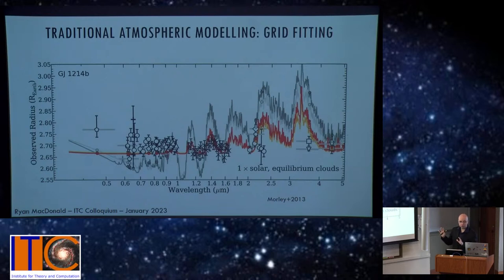And before retrievals entered the scene, essentially it was a lot of chi-squared by eye analyses, if you will. You would generate a few very computationally intensive models. And what is shown here are two classes of models. The gray models are clear atmospheres, which you can just see by eye are not a good fit to the observations here, while the red and orange models include cloud opacity and are able to capture that the spectrum is pretty much flat throughout the infrared.